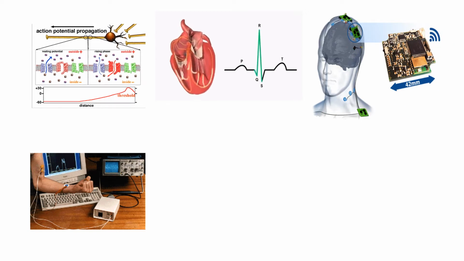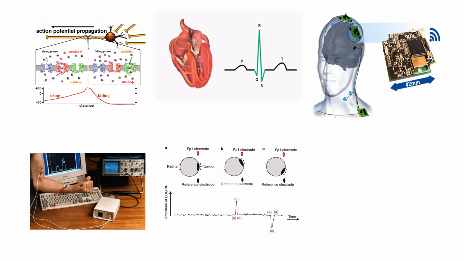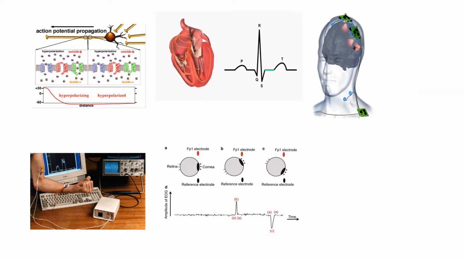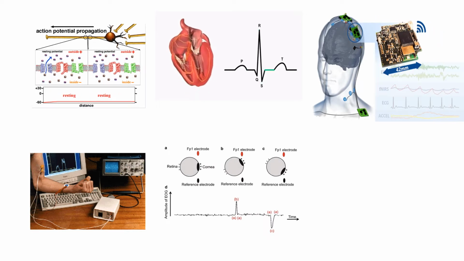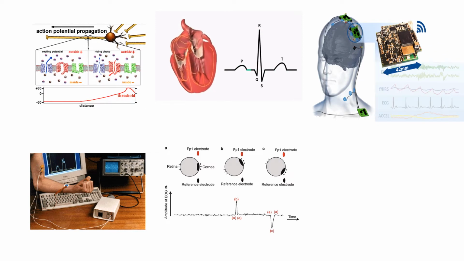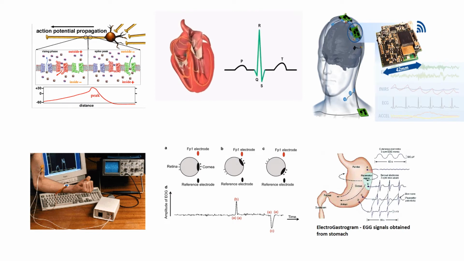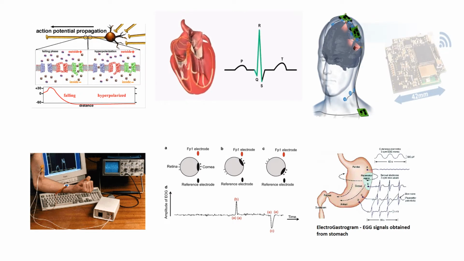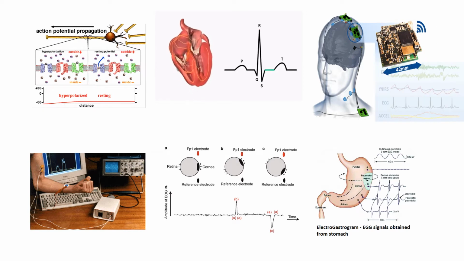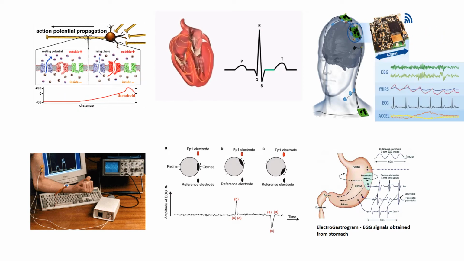Eye movement results in a signal called an electrooculogram or EOG, and the retina within the eyes produces the electroretinogram or ERG. And the electric signals produced in the stomach are also called the electrogastrogram.